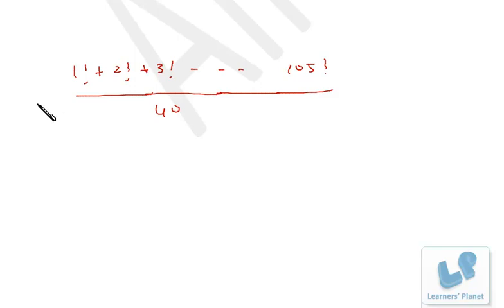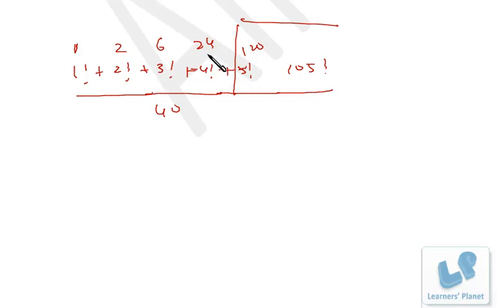Okay, let's see. Now 1 factorial is 1, 2 factorial is 2, 3 factorial is 6, 4 factorial is 24, and 5 factorial is 120. So after 5 factorial, each and every number will be a multiple of 40. So we will not be getting any remainder after this.